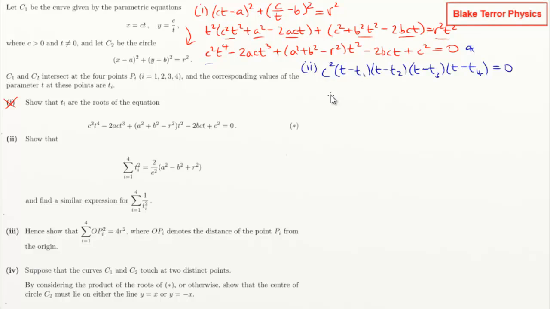Now I can compare coefficients on the other terms. The c squared that I'm getting at the end, the t to the 0 coefficient, is going to be c squared times t1, t2, t3, t4. All the minus signs are going to cancel. So t1 times t2 times t3 times t4 is going to be equal to 1.